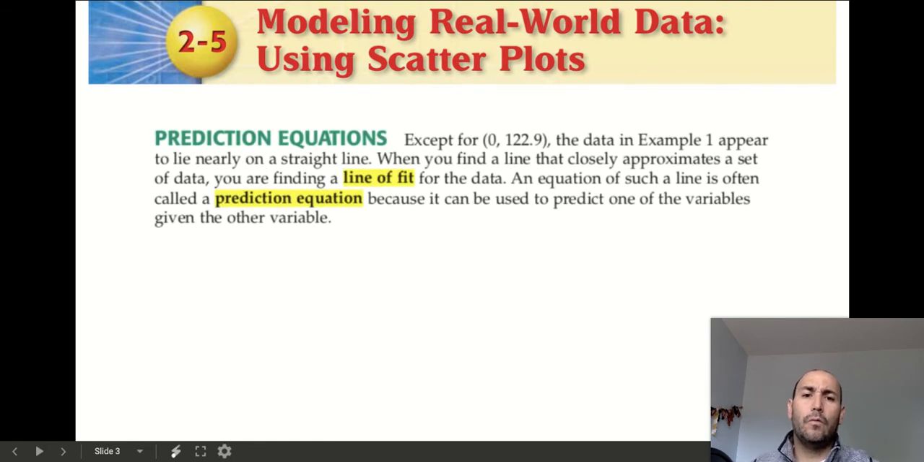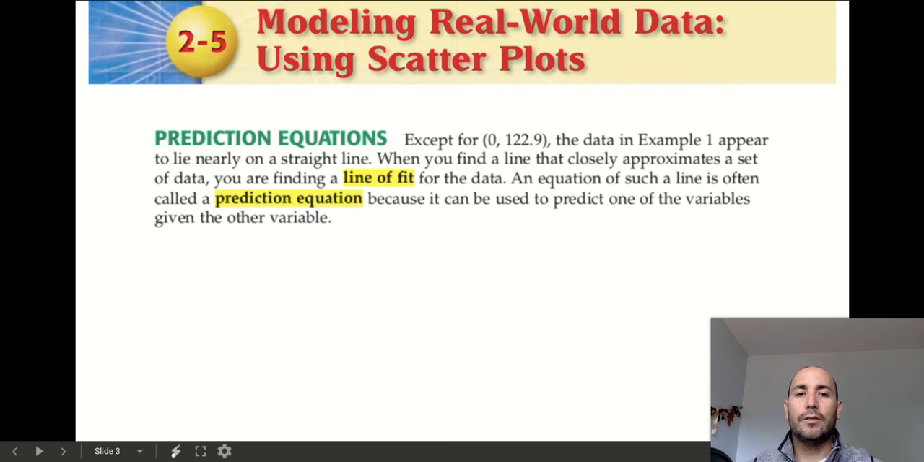Except for 0, 122.9, the data in example number 1 appear to lie nearly on a straight line. When you find the line that closely approximates a set of data, you are finding the line of fit for that data. Basically, a line of fit is the line that most matches up with your data, because a lot of data sometimes won't match up perfectly. It doesn't create a perfectly straight line. So a line of fit would be what fits the best.